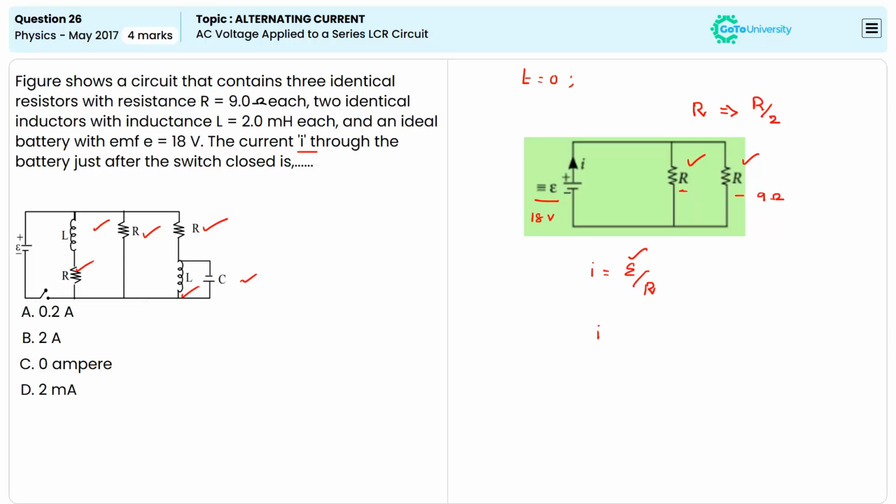So here we can write I is equal to 18 divided by R divided by 2, or else we can write 2 times 18 divided by R, whereas R is given as 9 ohm in the question. When we apply and simplify, we will get the answer of 4 ampere. Here, the options are not correctly given in the exam itself, but the correct answer here will be 4 ampere only.